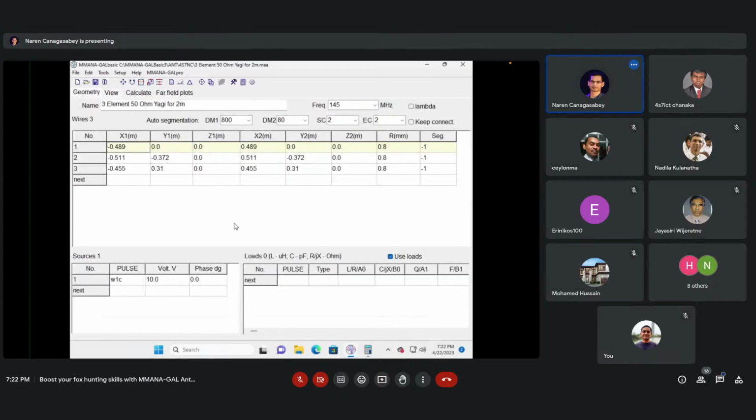Hope it's clear. Any questions? Naren, one question. Yes, Radhila. Sure. How do you find out these numbers, the multipliers? For example, 0.473. So, Radhila, if you divide 300 by the frequency in megahertz, that gives you the wavelength. A dipole is essentially half of a full wave, right?